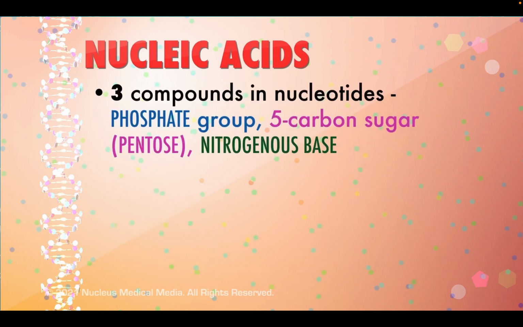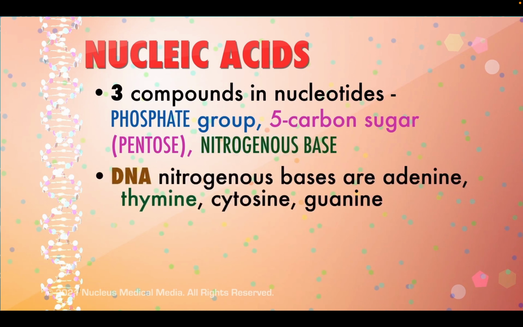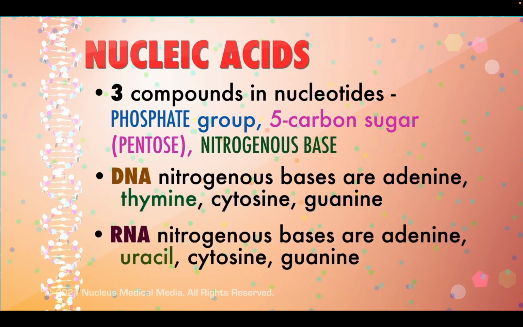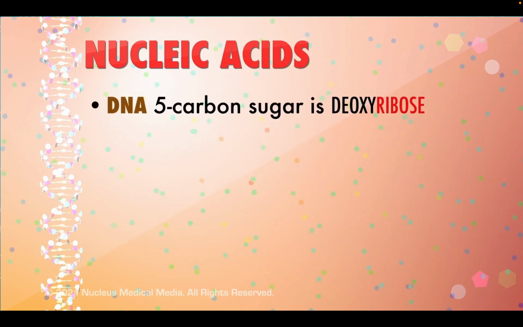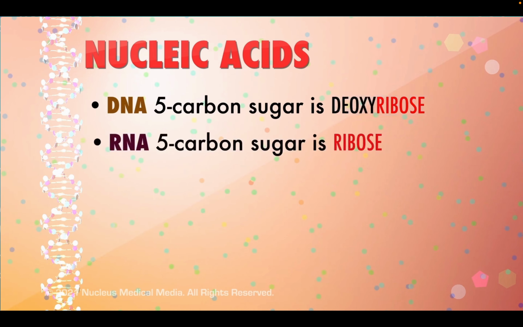Nucleotides consist of three compounds: a phosphate group, a 5-carbon sugar, also known as a pentose, and a nitrogenous base. The nitrogenous bases in DNA are adenine, thymine, cytosine, and guanine. The nitrogenous bases in RNA are adenine, uracil, cytosine, and guanine. The 5-carbon sugar in DNA is called deoxyribose, while the 5-carbon sugar in RNA is called ribose.